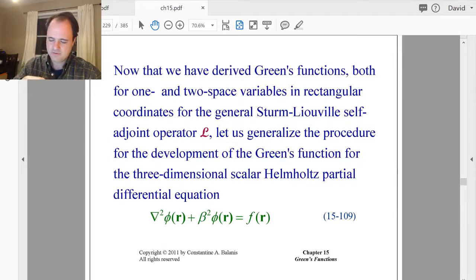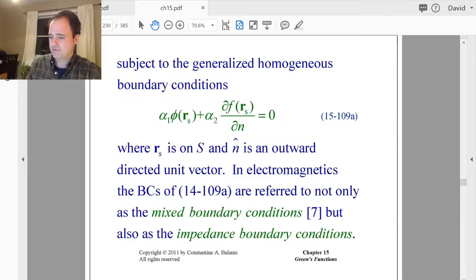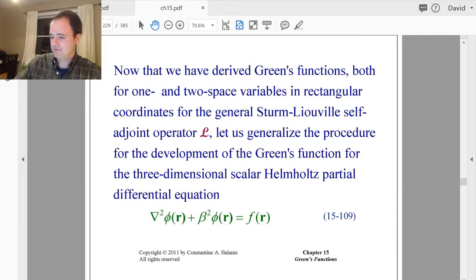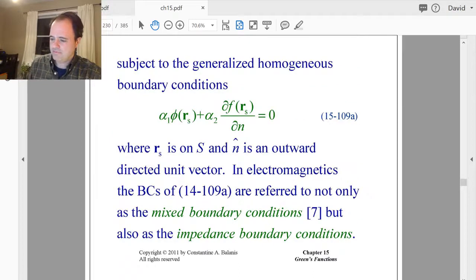Okay, so full 3-dimensional. So how do we do that? Well, we need some tools, some techniques, some identities to work with this. So this is the differential equation we're going to focus on, and we are going to allow for mixed boundary conditions.